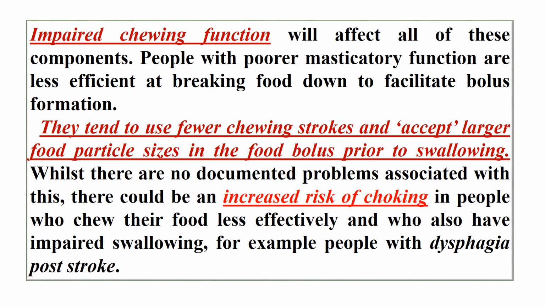Impaired chewing function will affect all of these components. People with poorer masticatory function are less efficient at breaking food down to facilitate bolus formation. They tend to use fewer chewing strokes and accept larger food particle sizes in the food bolus prior to swallowing. Whilst there are no documented problems associated with this, there could be an increased risk of choking in people who chew their food less effectively and who also have impaired swallowing, for example, people with dysphagia post-stroke.